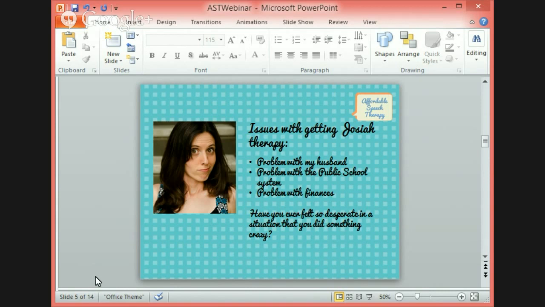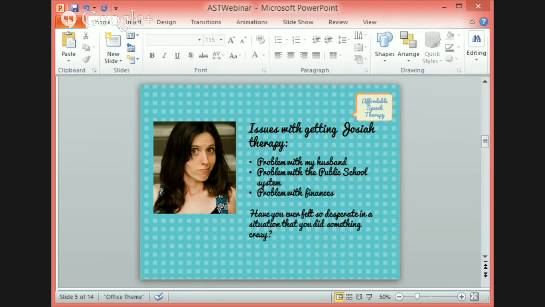The first problem was actually with my husband. I don't know if any of you have ever experienced this, but my husband was not super interested in getting therapy and getting help. He had actually done speech therapy as a kid, all the way until the 8th grade, and it was pretty much just a miserable experience for him, and he really didn't want Josiah to have to go through that, and he was in denial for a while about whether he actually had a problem or not. So it made things difficult.